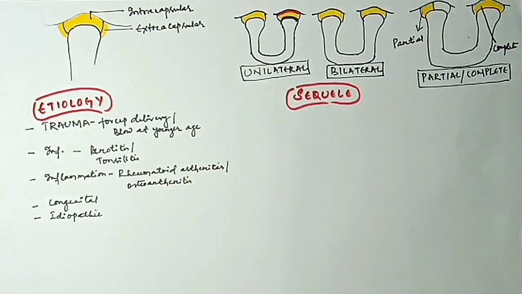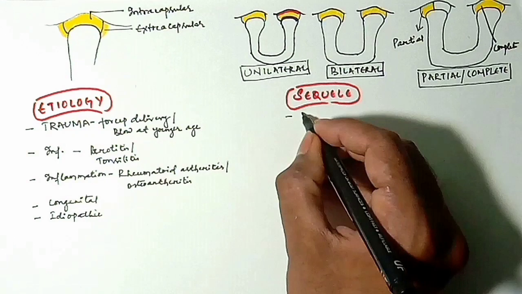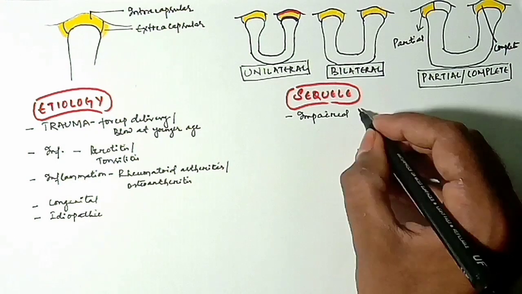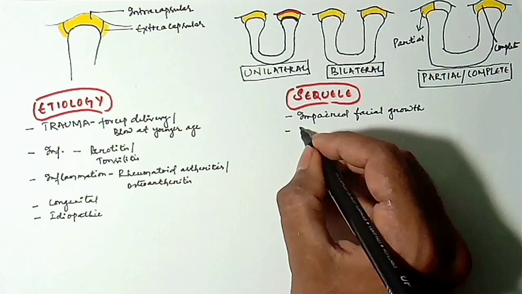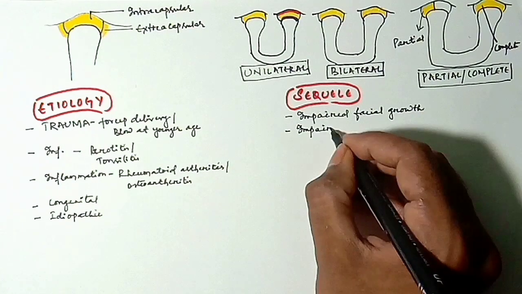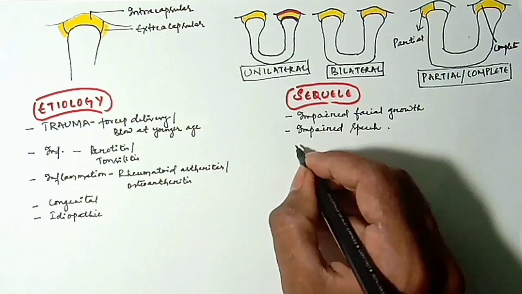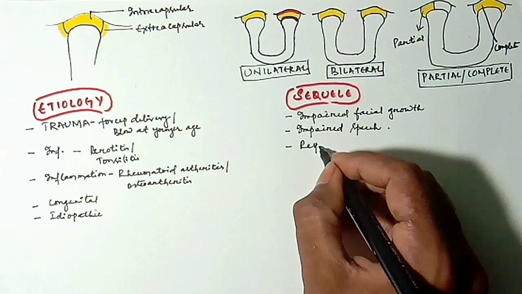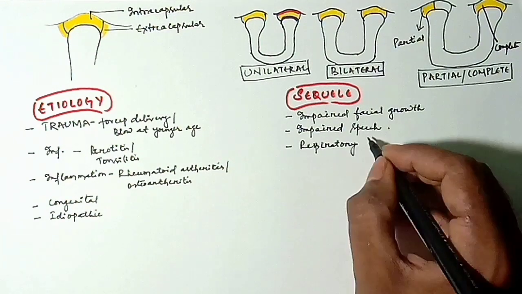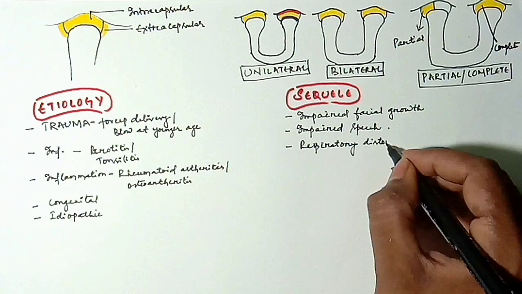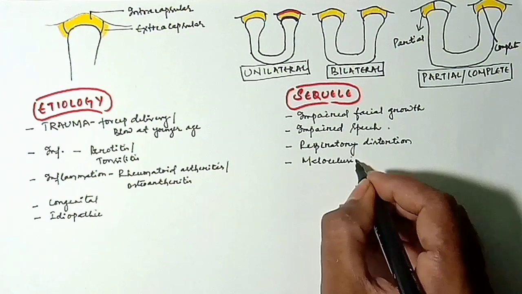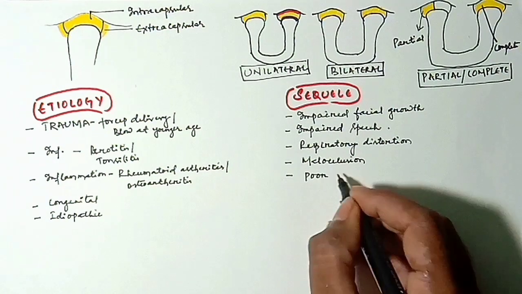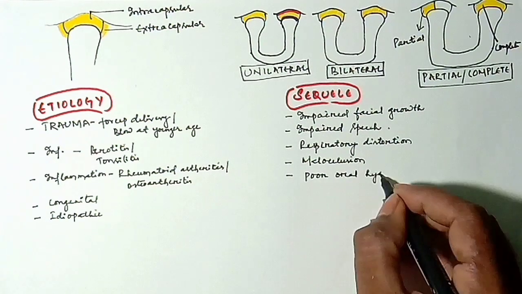Let's take a look at the sequelae. There is impaired facial growth if it is not treated in proper time. There may be impaired speech, you may not be able to eat properly, or there may be some respiratory distortions, and there will be malocclusions with crowding of teeth, and poor oral hygiene leading to periodontitis and gingivitis.